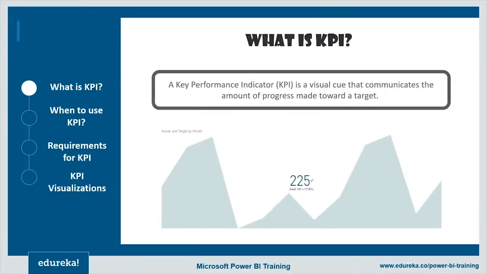So a lot of you might wonder, what is KPI? So a KPI, or a key performance indicator, is a visual cue that communicates the amount of progress you've made towards a certain goal. It basically demonstrates how effectively a company is achieving key business objectives.